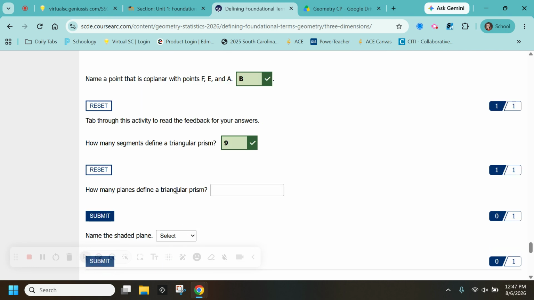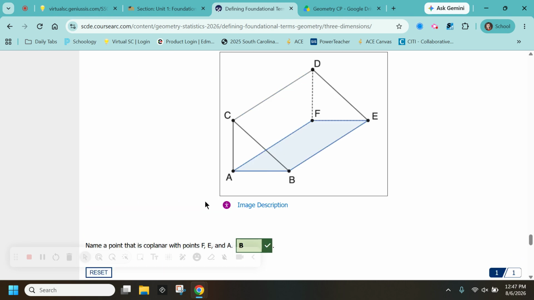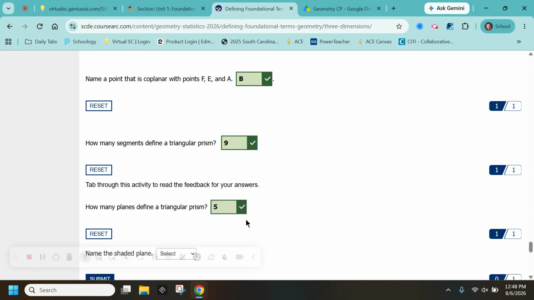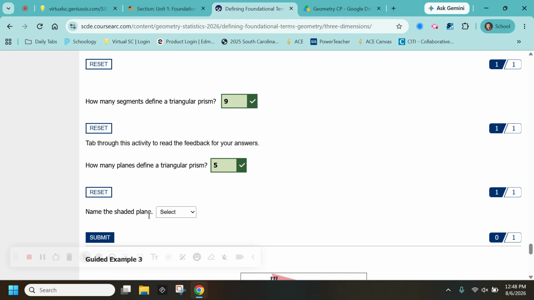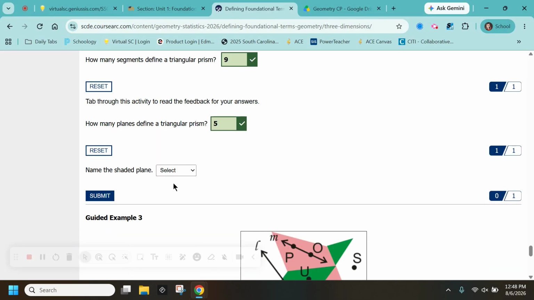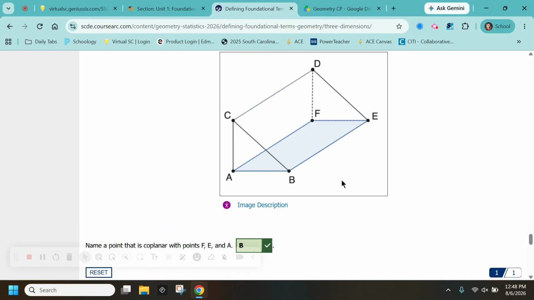How many planes define a triangular prism? We've got this triangle on the end, this triangle on the end, so there's 2, and then 3 rectangles. So that makes 5 planes. And then name the shaded plane. So we have the points F, E, B, A. We only need 3 of them. So plane A, B, E.